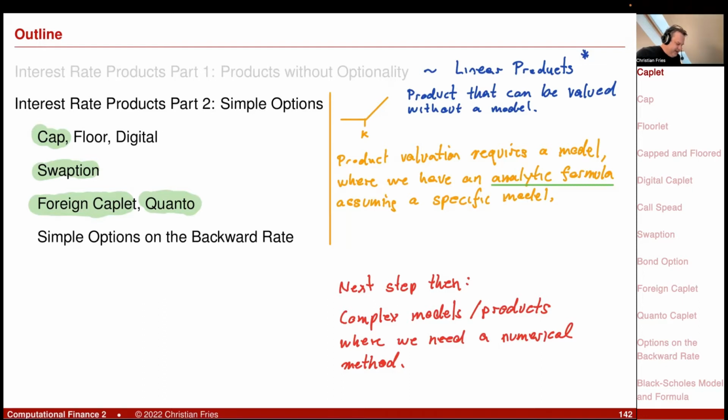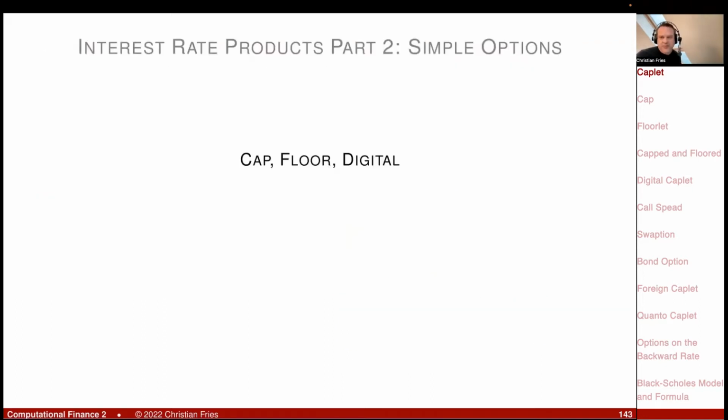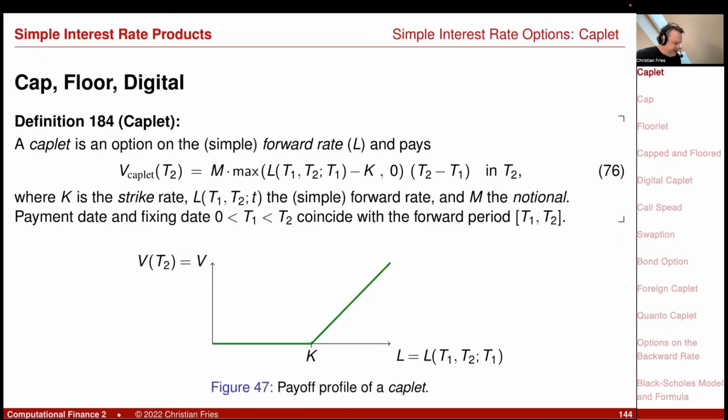So let's start looking at these products with optionalities. We are looking at interest rate products. So the first one is the caplet. So the caplet is just an option on the forward rate L. So maybe you remember we have here the forward rate L. We fix at the beginning of the period. So this is here the fixing time. We pay again at the natural point at the end of the period.